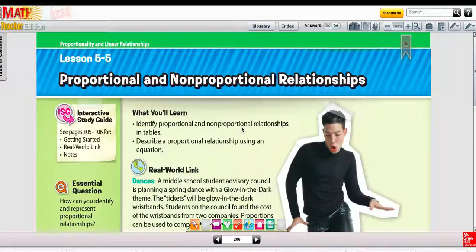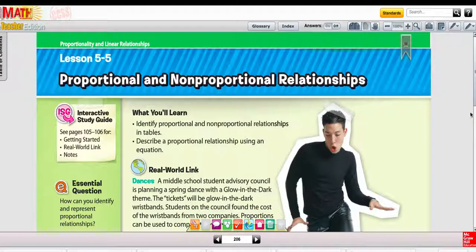Lesson 5.5 is on proportional and non-proportional relationships. In this lesson, you will identify proportional and non-proportional relationships in tables, and you'll also be able to describe a proportional relationship using an equation. Remember, the essential question for Chapter 5 is how can you identify and represent proportional relationships?